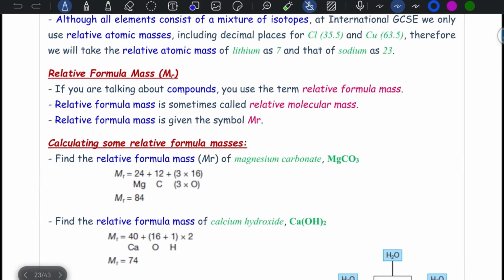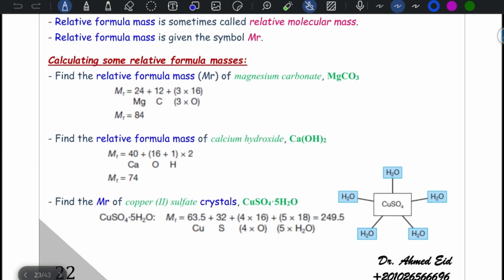When we talk about relative formula mass, if you are talking about a compound, you can use relative formula mass. Relative formula mass is sometimes called the relative molecular mass, and the relative formula mass symbol is MR. Calculating some relative formula masses.